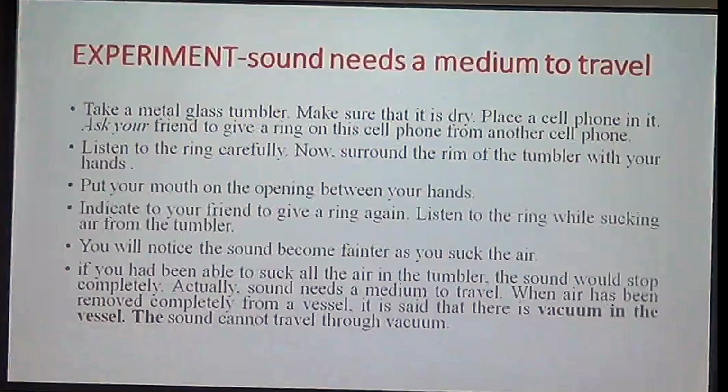Now, there is an experiment to show that sound needs a medium to travel. You take a glass tumbler and make sure that it is dry and there is no moisture inside it. You place a cell phone in it. Ask your friend to give a ring on this cell phone from another cell. Now, listen to the ring carefully.